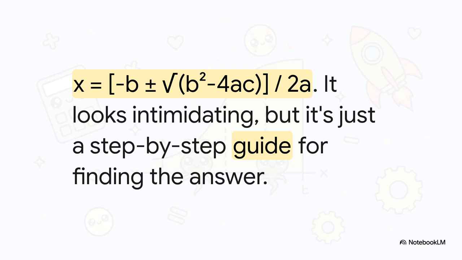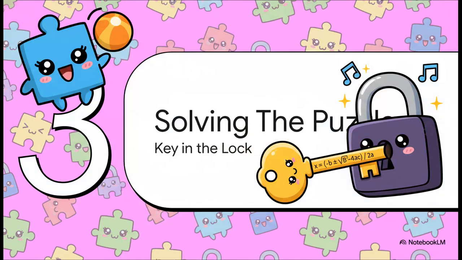And there she is. I know, it might look a little intense at first glance, but I promise you, it's just a recipe. That's all it is. It's a step-by-step guide. All we have to do is take the numbers we have for A, B, and C, pop them into the right spots, and just do what it says. So let's recap. We have our puzzle, the ball flying through the air, and we have our key, the quadratic formula. It is time to put that key in the lock and see what happens.